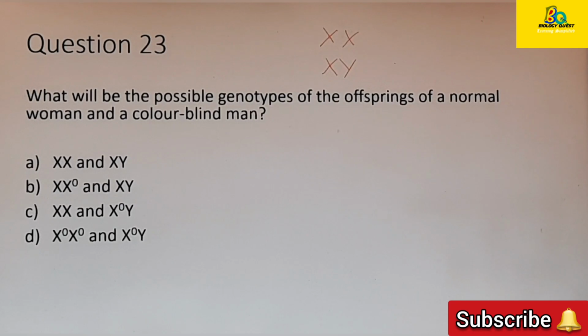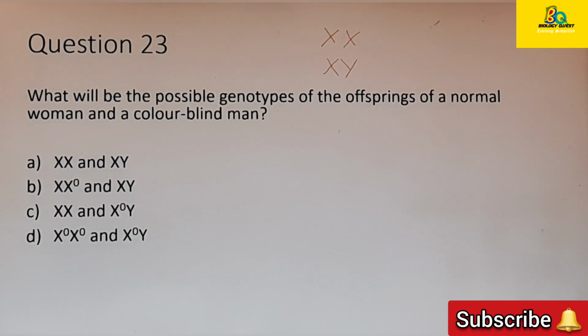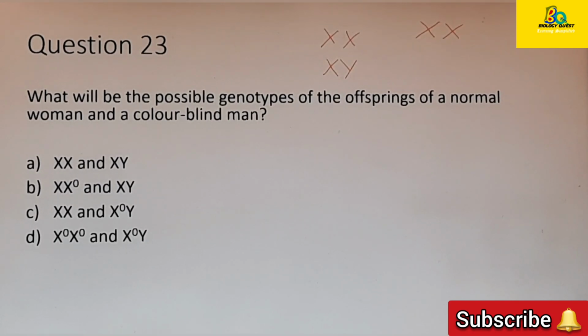And we also know that a woman who is a carrier or who is colorblind. What will be the genotype of the colorblind woman? For a woman to be colorblind, the gene for color blindness should be present on both the X chromosomes.